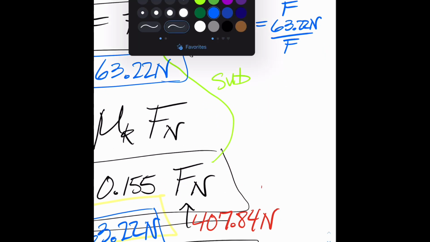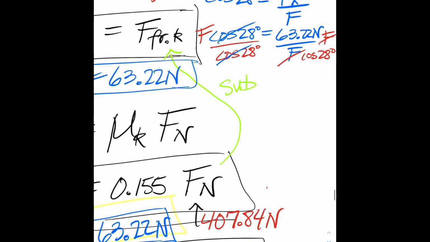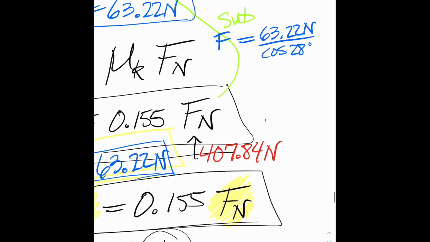Multiply both sides by f. Divide by cos 28. Cancel those. All right, so we end up getting f is equal to 63.22 divided by cos 28. Now, f is the hypotenuse, so it better be larger than 63.22.